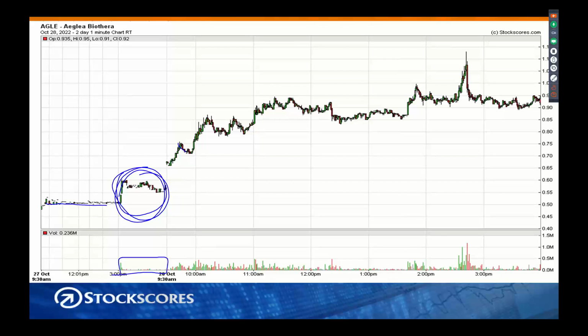I love to get in on those pullbacks to the trend line. So there, that's when I bought, and then I bought more right here. Sold it up here. Buy more there. Sell it here when it goes parabolic. These are all the things that I teach in my active trader course on how to day trade these situations.